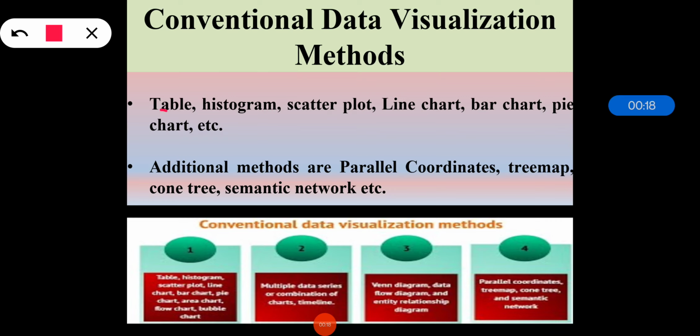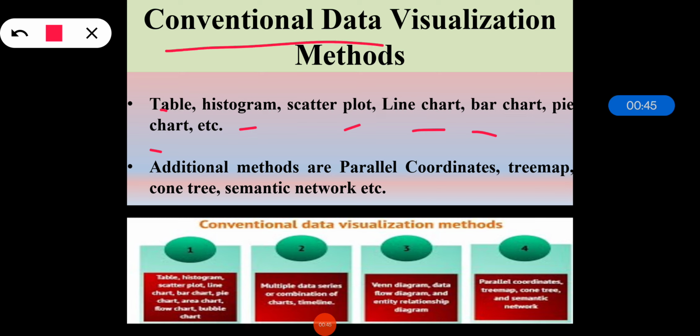Generally, they are table, histogram, scatter plot, line chart, bar chart, pie chart, area chart, flow chart, bubble chart, multiple data series, combination of charts, timeline, Venn diagrams, data flow diagrams, and entity relationship diagram. All that comes under the conventional data visualization methods.